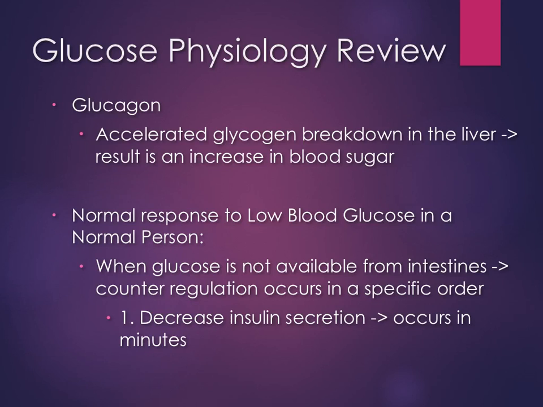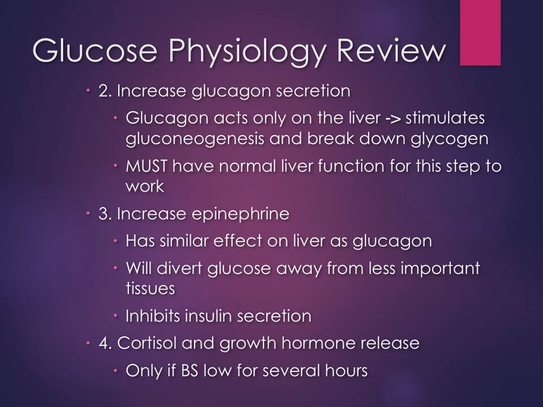Now let's talk about a normal response to low blood sugar in a normal person. When glucose is not available from the intestines, counter-regulation mechanisms take place in a specific order. Number 1, decrease insulin secretion. This occurs within minutes. Number 2, increase glucagon secretion. Glucagon acts only on the liver, so it's going to stimulate gluconeogenesis and the breakdown of glycogen into simple sugars that your body can use. However, you must have a normal functioning liver for this to work. If your liver isn't working, this isn't going to work.